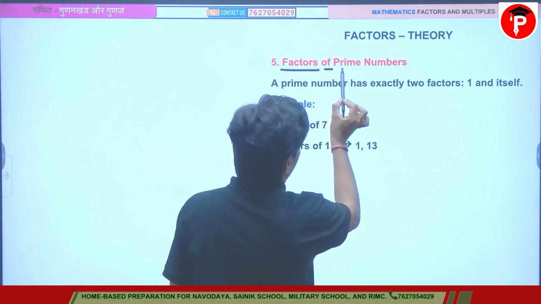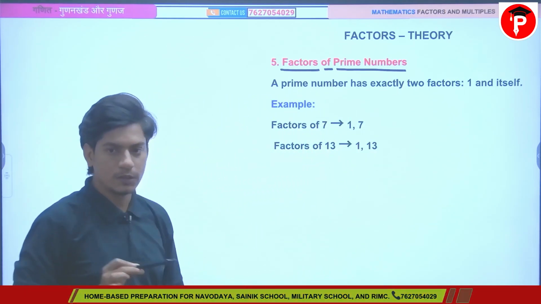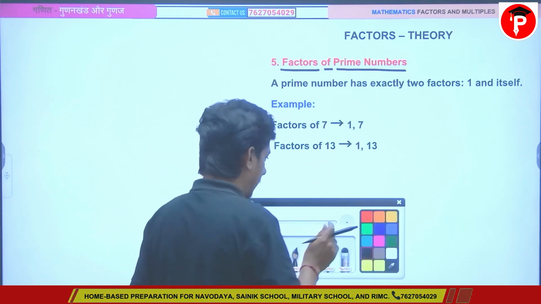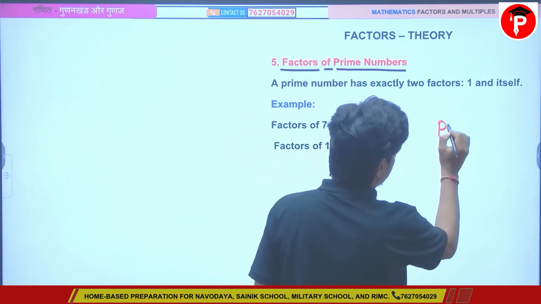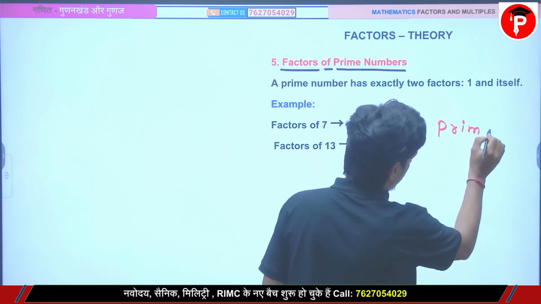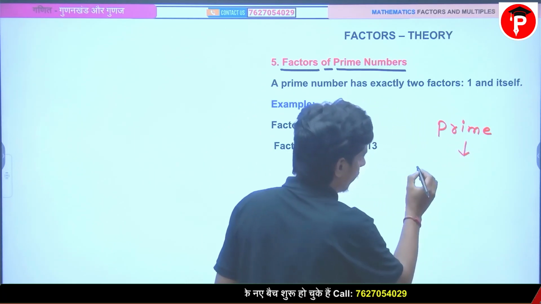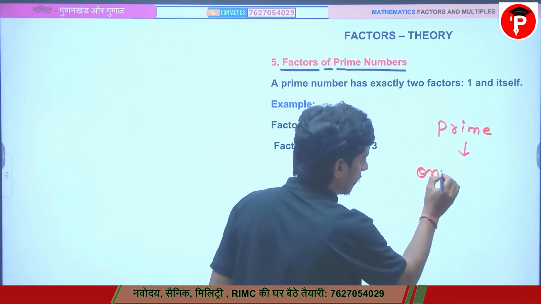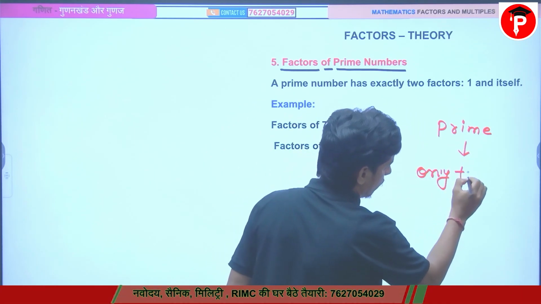Factors of prime numbers. Yes. What is the meaning of prime number? Prime number means a number which has only two factors. Only two factors.